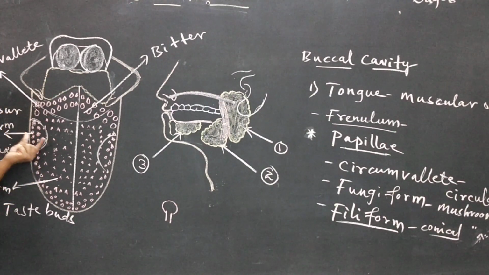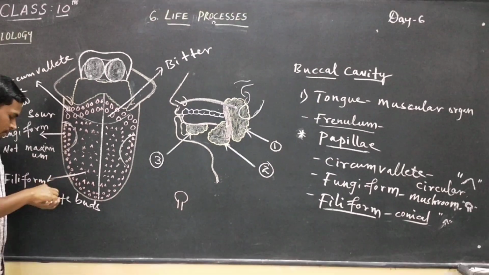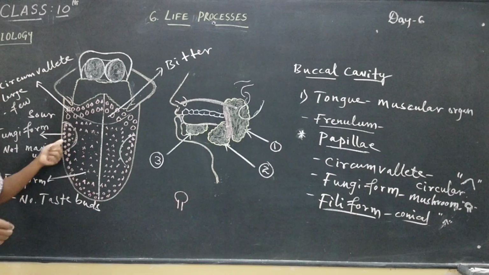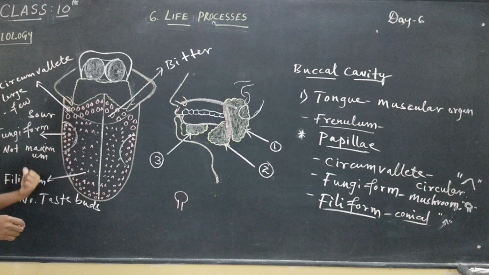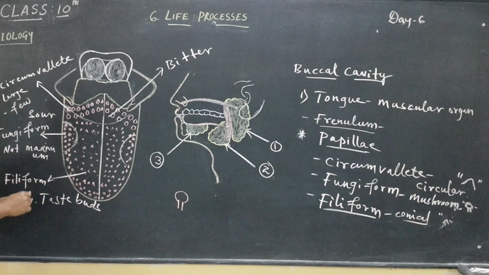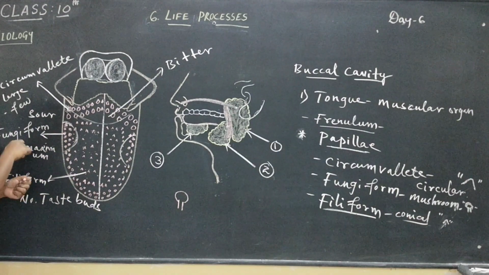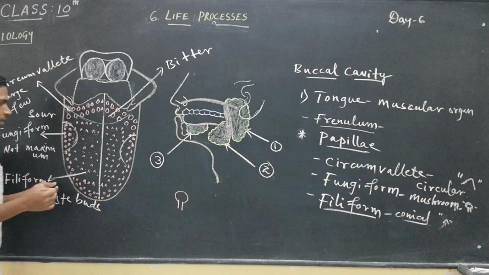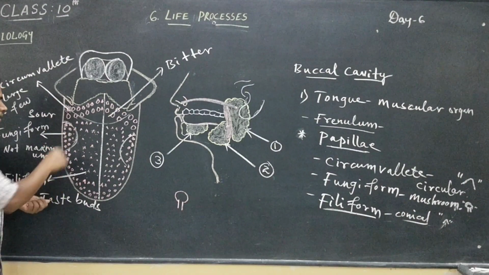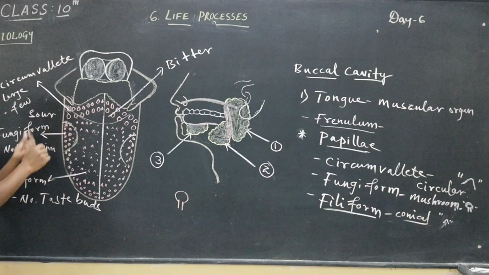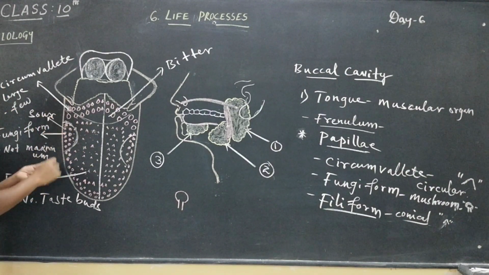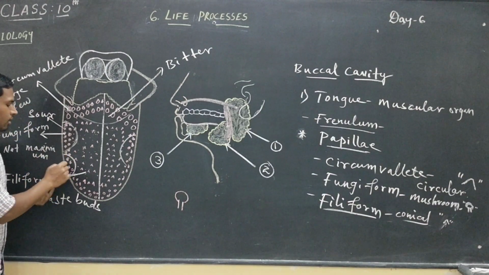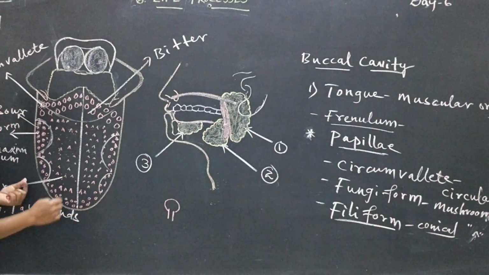sour taste. Sour taste. Why? This region has a combination of fungiform and filiform papillae. Due to the presence of fungiform, they are going to detect the taste, but filiform do not have taste buds. So this part of our tongue will detect sour taste, and the next part, just down from that, is going to detect salty taste.